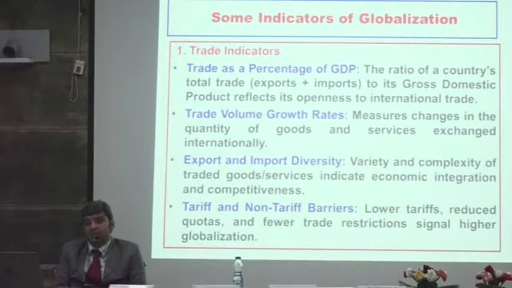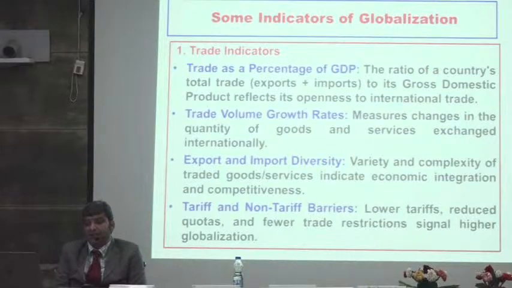It never means that trade growth rate is not increasing. It may be due to faster growth in the GDP. So this aspect considered is effective of the GDP, growth rate of goods and services traded internationally. So this is another aspect, another measure for measuring the globalization. Export and import diversity. Variety and complexities of trade, goods, services indicate economic integration and competitiveness.